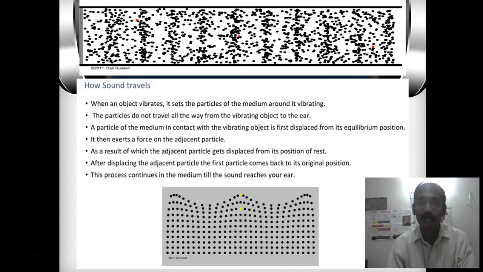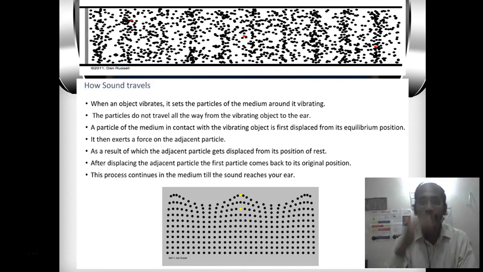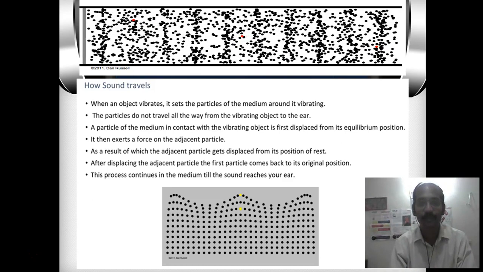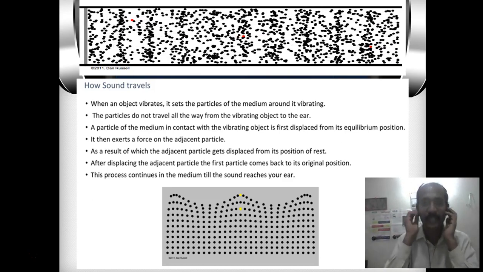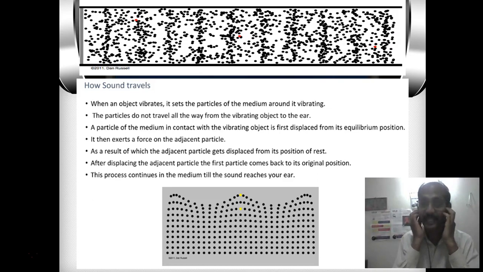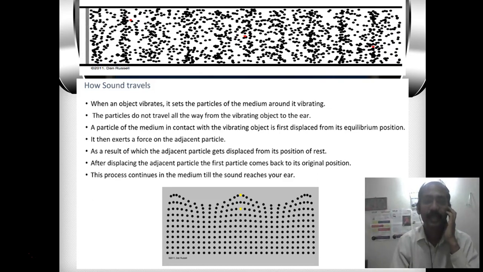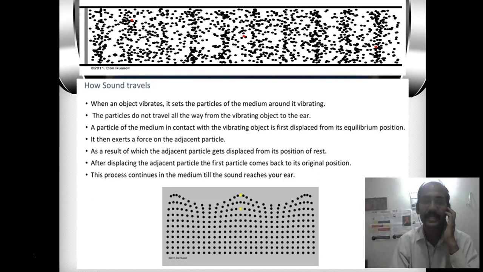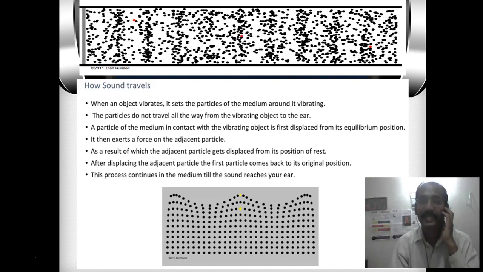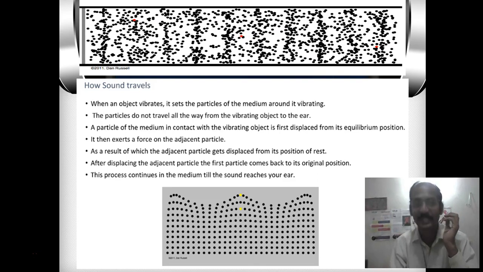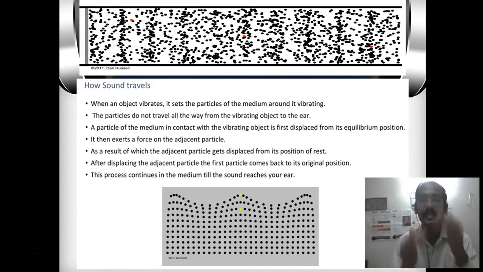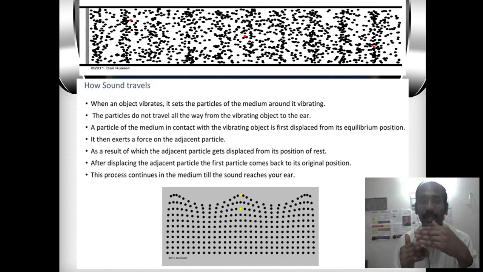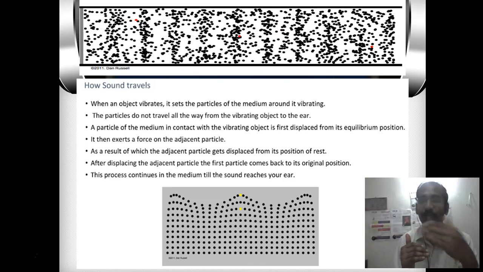Now when an object vibrates, it sets the particles of the medium around it vibrating. The particles do not travel all the way from the vibrating object to here. A particle of the medium in contact with the vibrating object is first displaced from its equilibrium position. It then exerts a force on the adjacent particles, as a result of which the adjacent particles get displaced from their position of rest. After displacing the adjacent particles, the first particle comes back to its original position. This process continues in the medium till the sound reaches your ear.